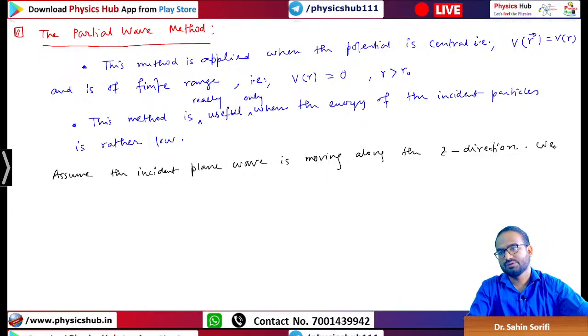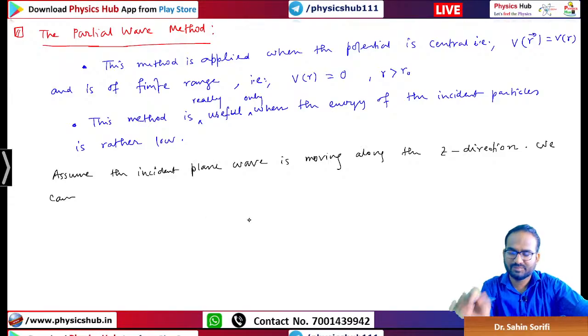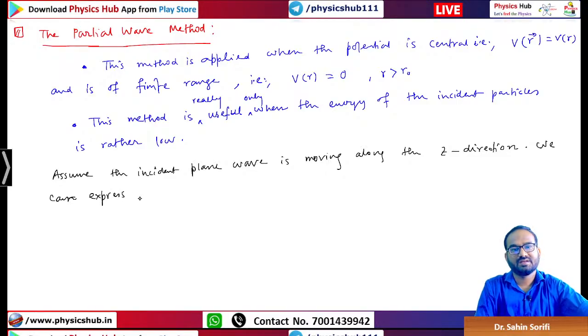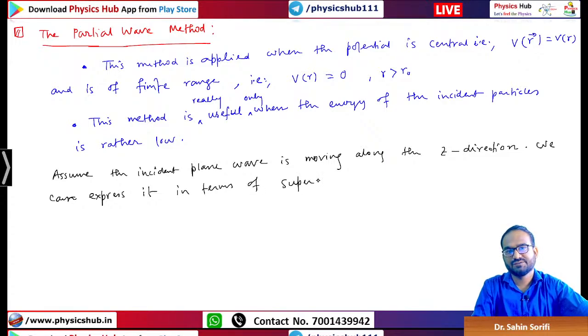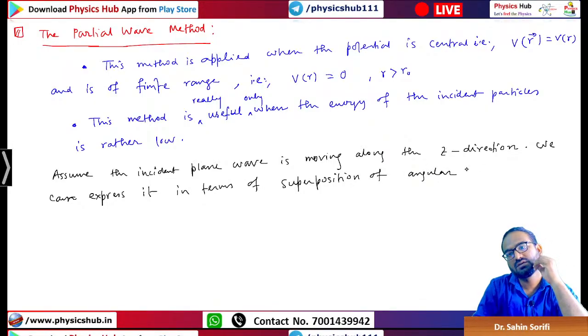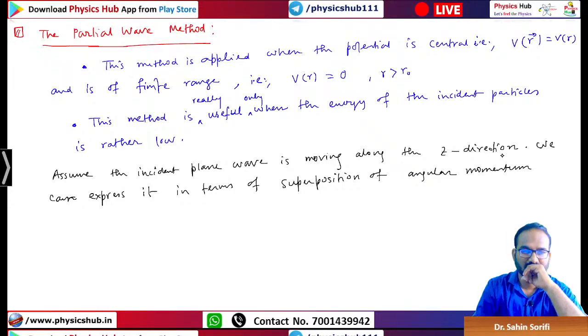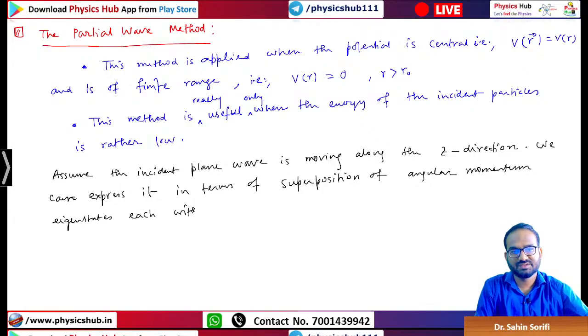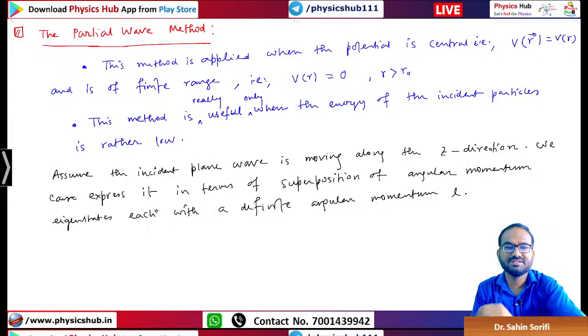Okay, so we can express the whole wave as a combination of the partial small waves. We can express it in terms of superposition of angular momentum eigenstates, each with a definite angular momentum, let's say L. So we have this incident plane wave.